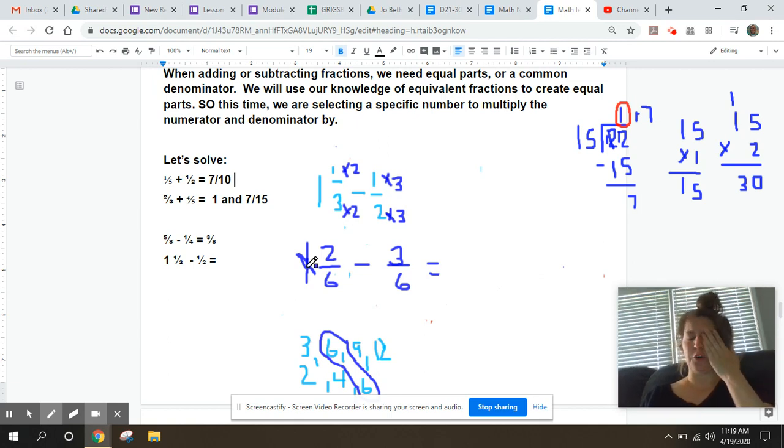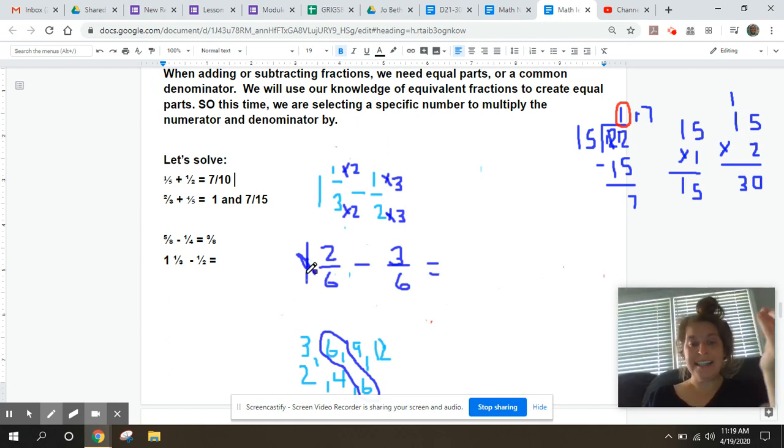And so I had to ask my students, what is this whole worth? If I was drawing these pizzas, this one whole pizza and 2/6, 1 and 2/6, what would you have cut that first pizza into? You have 2 shaded out of 6 here. What would this have been cut into and all shaded? Yes, 6. So if all the parts are shaded, this whole is worth 6/6.